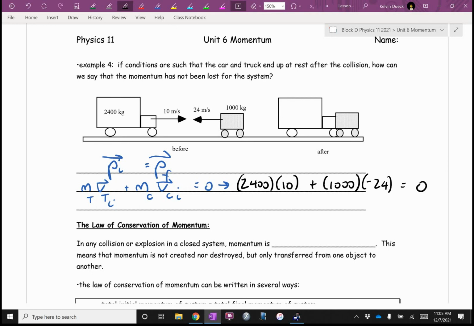Momentum was conserved. If we had run the numbers and there was 100 kilogram meters per second when we added these together, you know how much momentum there would be afterwards? 100 kilogram meters per second. This collision would be skidding to a stop because it would still have some velocity.